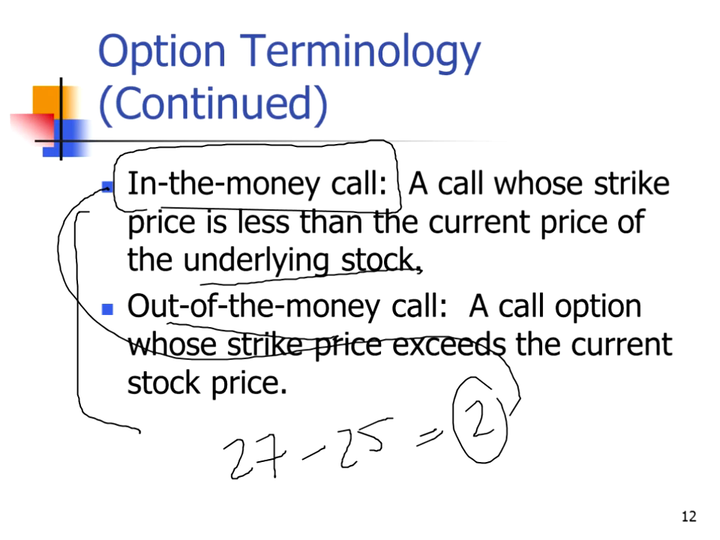Out of the money is a call option whose strike price exceeds the current stock price, which is the reverse. Let's say the current stock price is 25 and your exercise price is 27, then you are out of the money, because you are not going to exercise this option to buy, as you have a potential loss of $2 in this case. You will let the option expire, right?